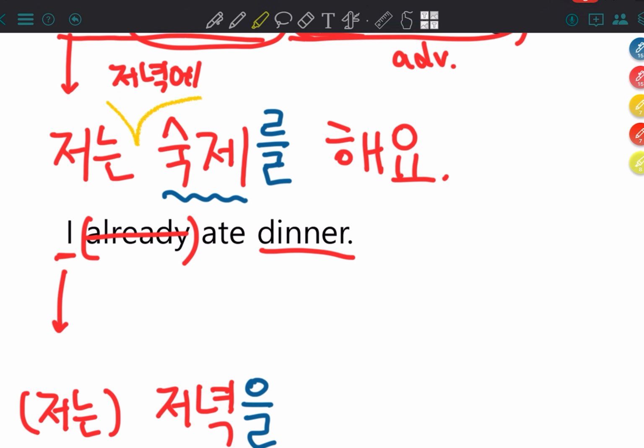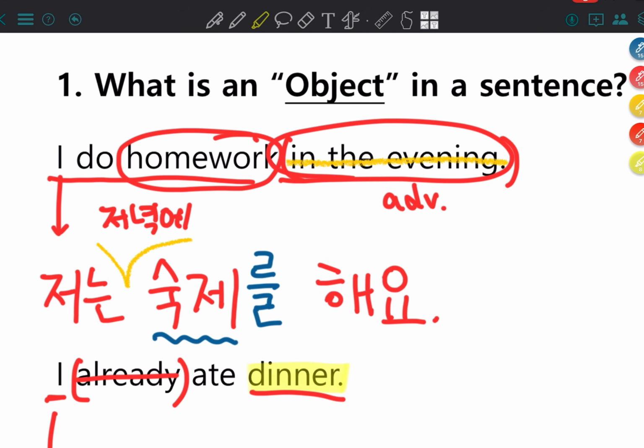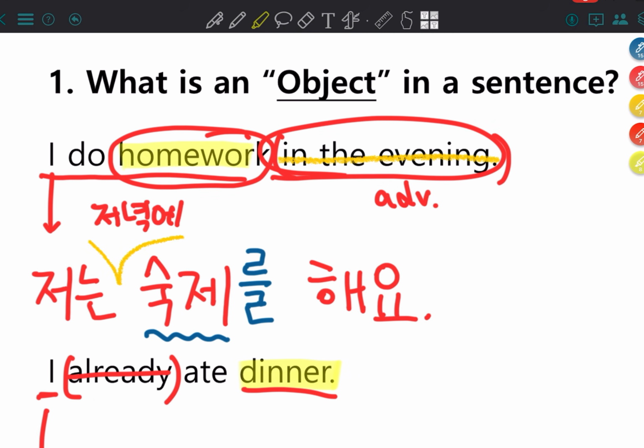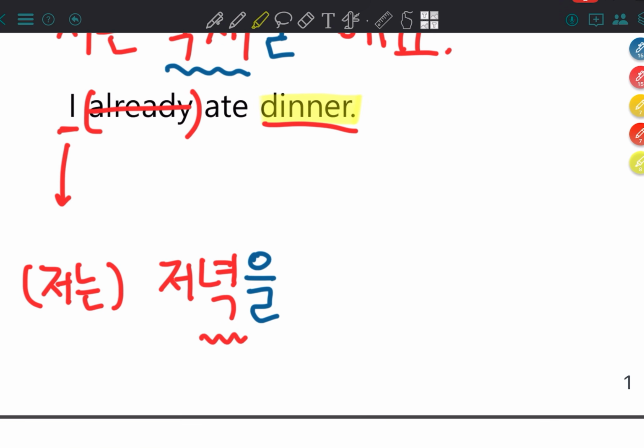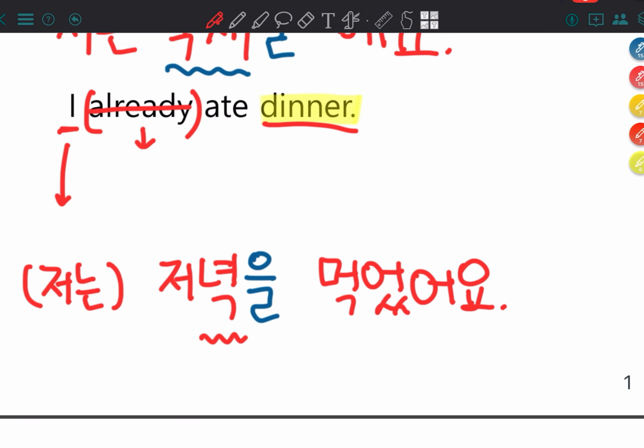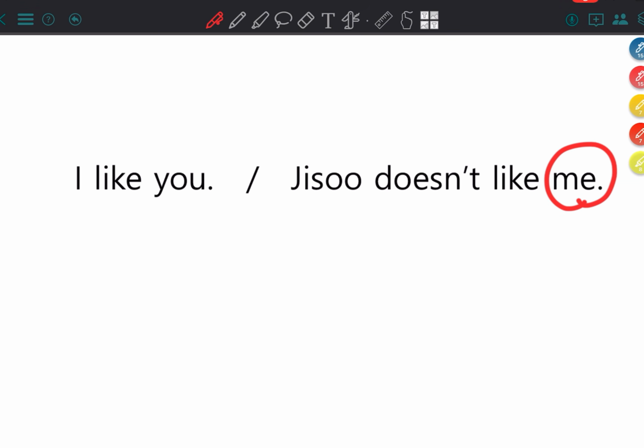Actually, let's highlight the object in each sentence so that you guys won't get confused. The highlighted words are the object. So 저녁을 먹었어요. I ate. And already is an adverb, so we can place it somewhere in the beginning of the sentence. 저는 이미 저녁을 먹었어요. How about I like you? So for this one, we're gonna use 반말.